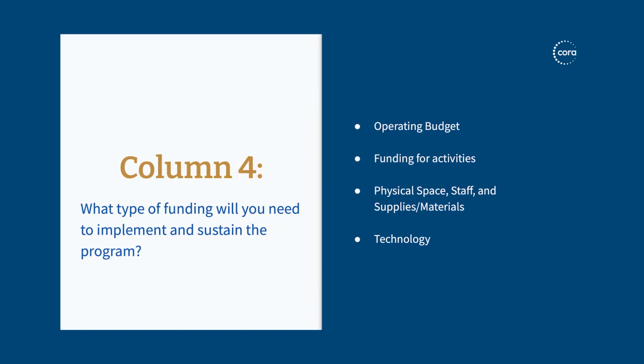So now here we are at column 4. What type of funding will you need to implement and sustain the program? Remember, we talked a little bit about function and how function can be, number one, what or how the program provides or creates the institute, events, workshops, conferences, and things of that sort. But remember that the program also needs to have an operating budget, funding for activities, a physical space, classified professional as well as instructional staff to support that space. And then supplies, materials, and technology are also important in being able to support the program and sustain it.